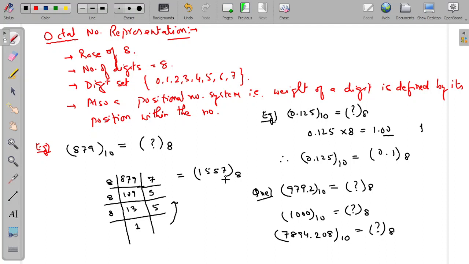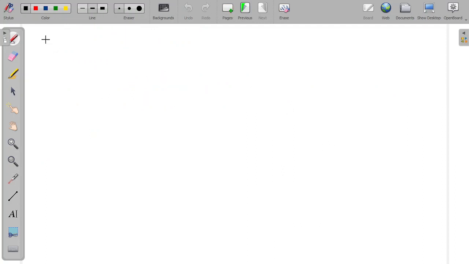So we have seen the decimal to octal representation here. Now the reverse is from octal to decimal. How can we perform the reverse thing? For example, 753 in base 8, what is the value with radix 10, or in decimal?